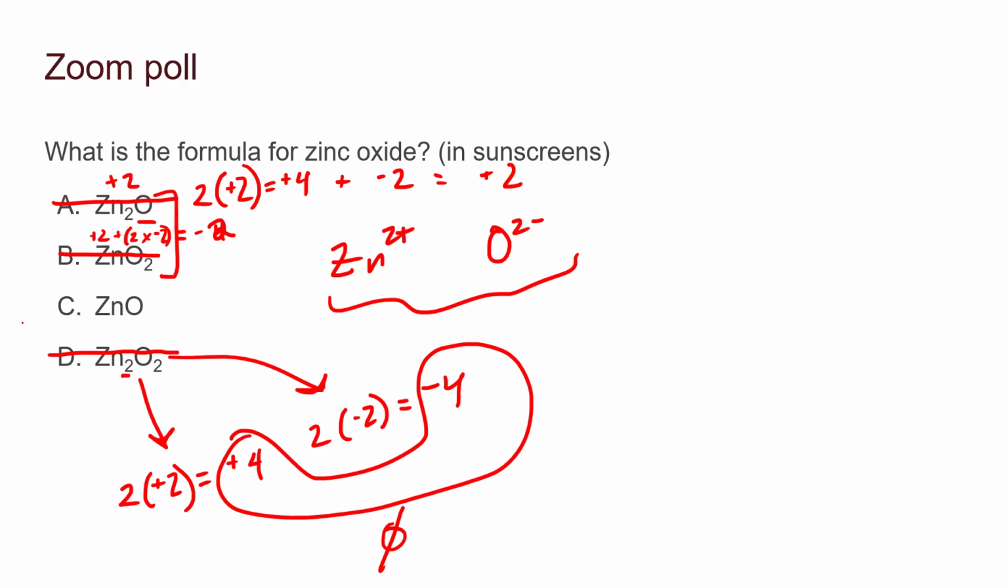Now, C and D are both correct, but C is more correct. ZnO is more correct because of the fact that you have a lowest common ratio of zinc and oxygens to one another.